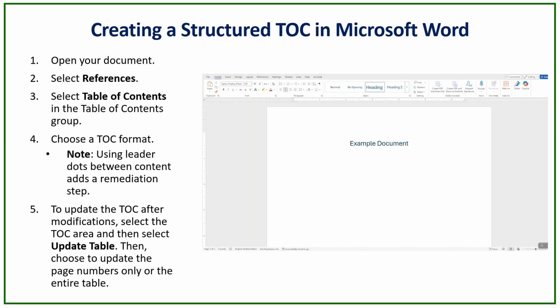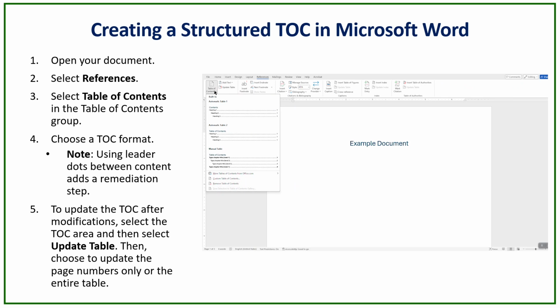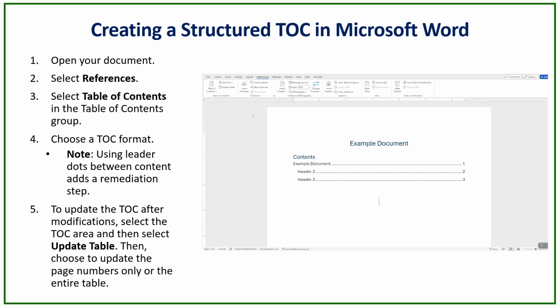Let's create a structured table of contents using Microsoft Word. First, open the document. Then select References. Then select Table of Contents in the Table of Contents group. Choose a TOC format. Note, using leader dots between content adds a remediation step. To update the TOC after modifications, select the TOC area and then select Update Table. You can then choose to update only the page numbers or the entire table.